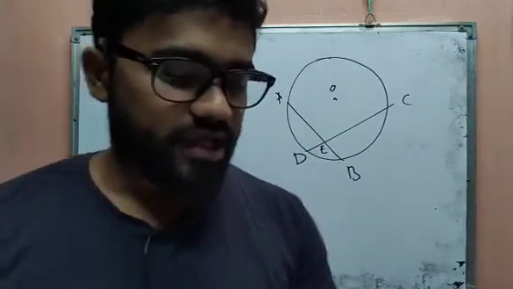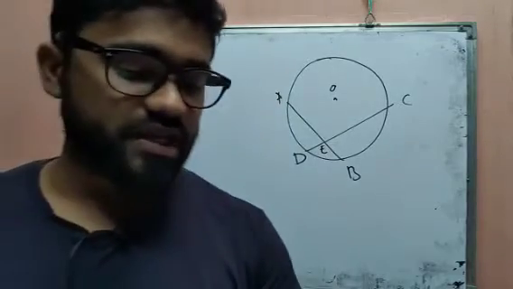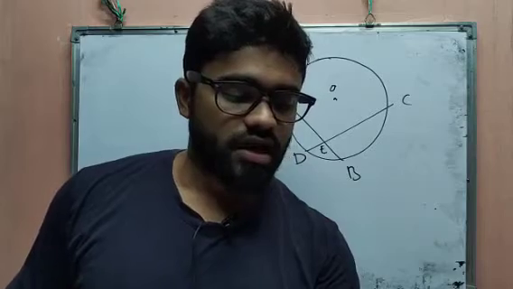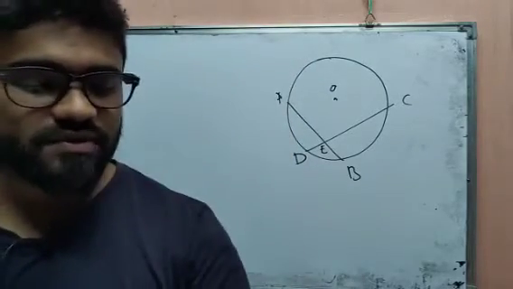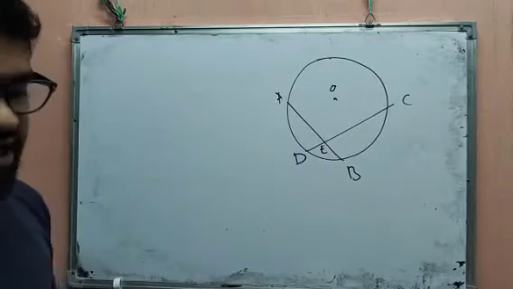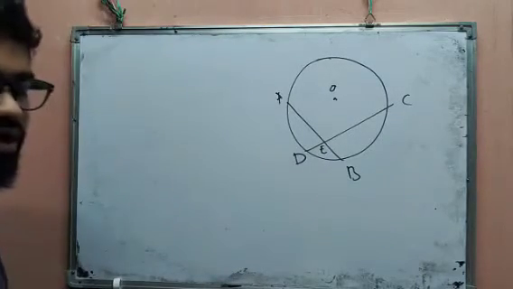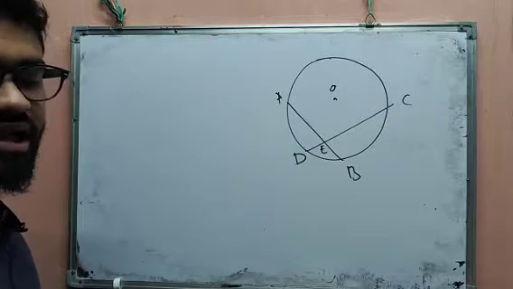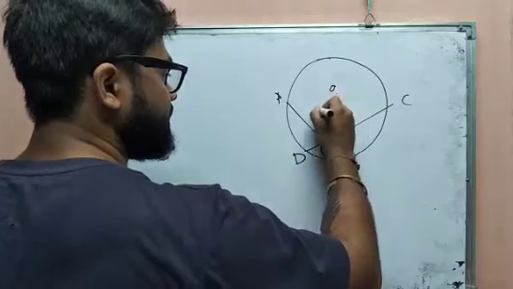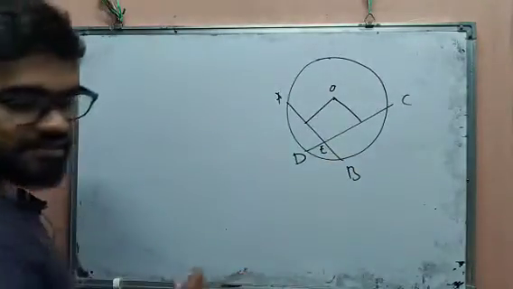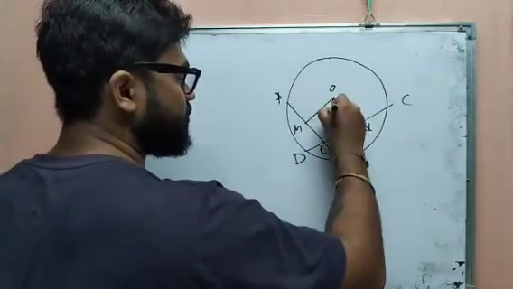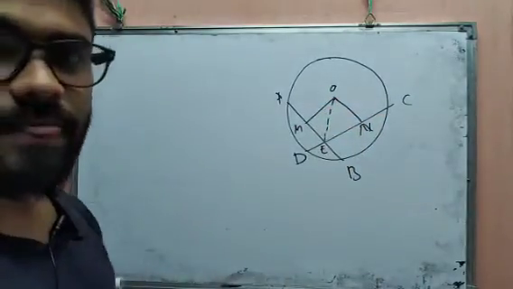What is given? Equal chords of a circle intersect within the circle. Prove that the segments of one chord are equal in angles to the corresponding segments of the other chord. That means this time we have to prove that the angles are equal. So from the center, join the perpendiculars, named M and N. Also join OE. These are the construction parts.